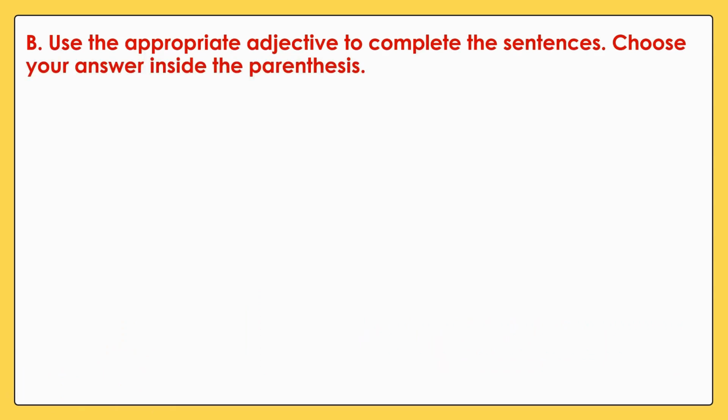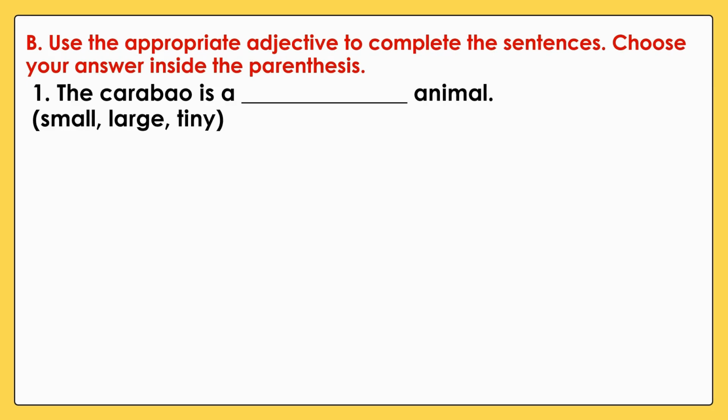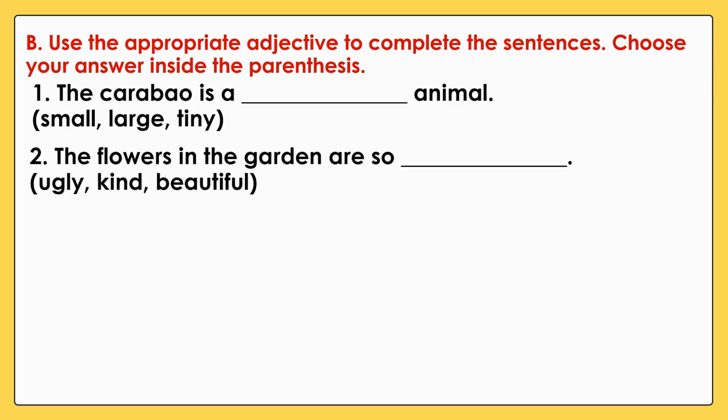Letter B. Use the appropriate adjective to complete the sentences. Choose your answer inside the parentheses. Number 1, the carabao is a small, large, tiny animal. Number 2, the flowers in the garden are so ugly, kind, or beautiful.